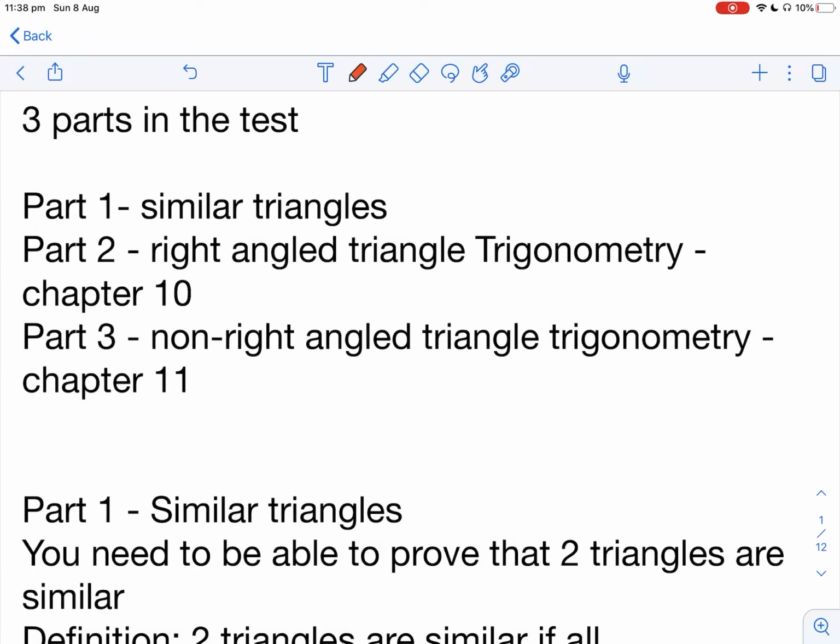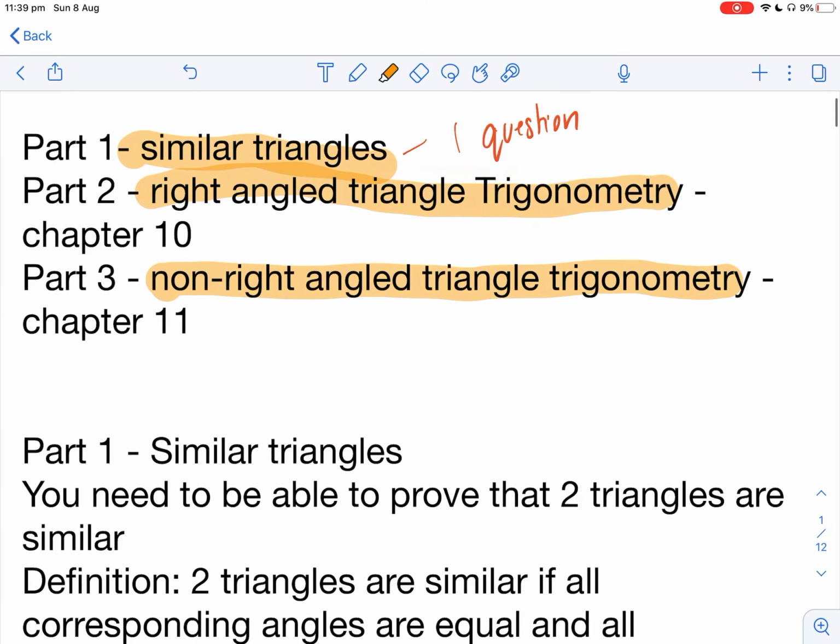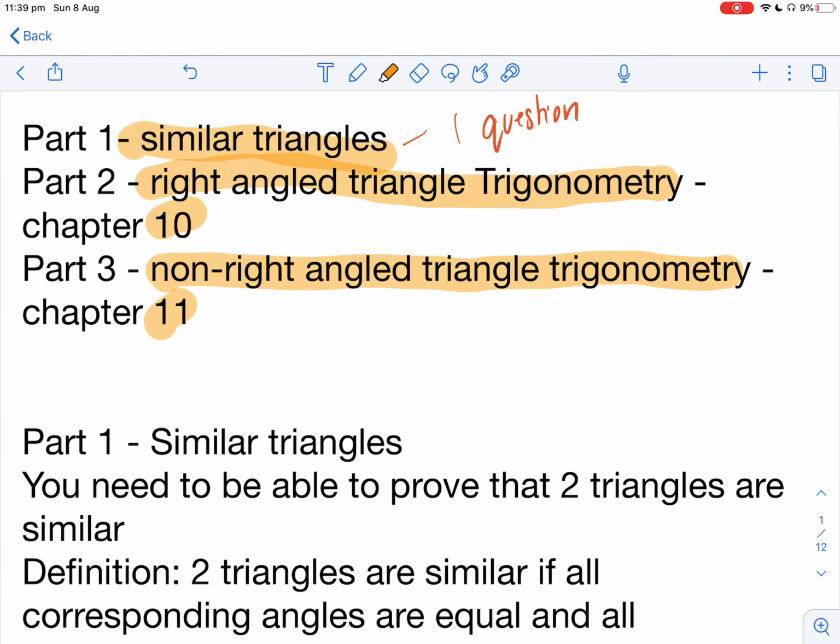Hi everyone, here is a video that will go through with you everything you need for your cheat sheet. So the test will be split up into 3 parts. Part 1 is on similar triangles. This will only be one question, so it's not a big part of the test. And then the rest of it will be on right-angled trigonometry and non-right-angled trigonometry. And these 2 parts are from chapter 10 and chapter 11.